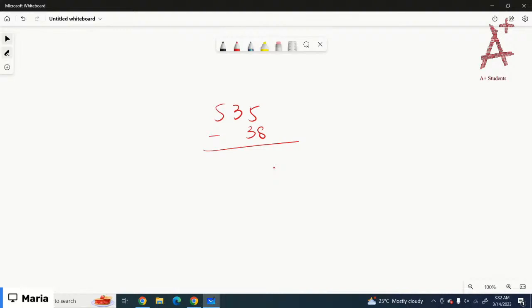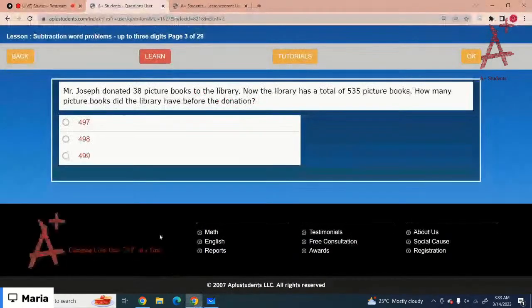Okay, start subtracting from the ones digit. 5 take away 8. You cannot because 5 is smaller than 8. Got it? So you need to borrow 1. So here you are left with 2 and it makes 15. 15 take away 8 is 7. Again, you cannot subtract 3 out of 2, so you need to borrow 1. It makes 12 here. 12 take away 3 is 9, and here you have 4. So it is 497. Got it?